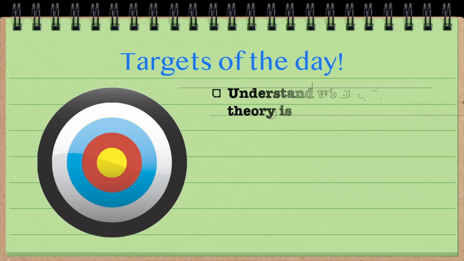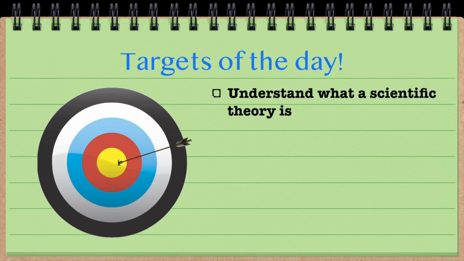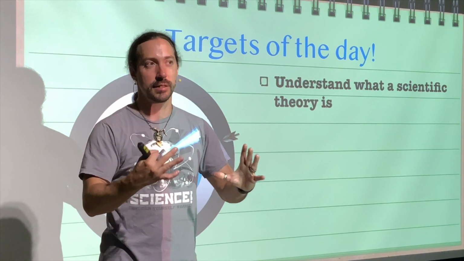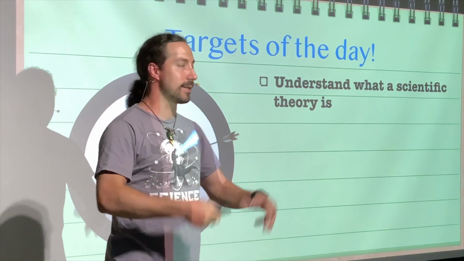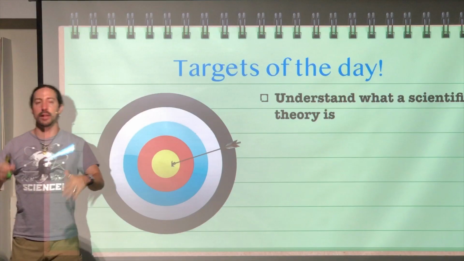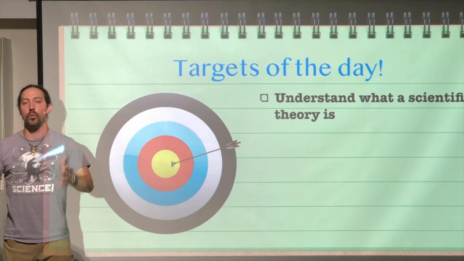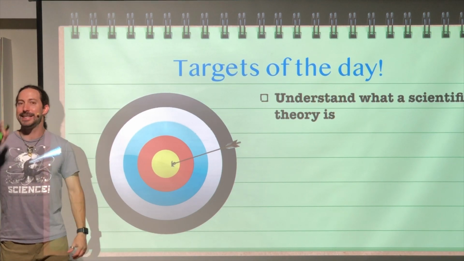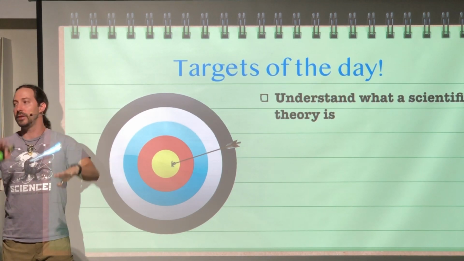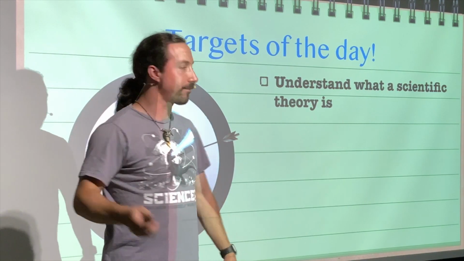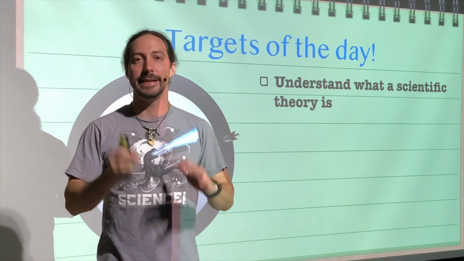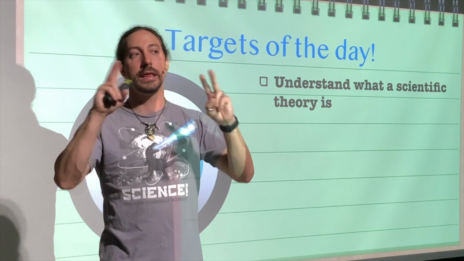Targets for the day. First off, understanding what a scientific theory is. The goal here is just to make sure that we get rid of a little misconception about what a theory in science is. So the first target of the day is to learn what a scientific theory is, which, notice that word, scientific theory. That means it's not the same word that you necessarily hear out and about. So a scientific theory is special because it's not just, as some people refer to, a theory.